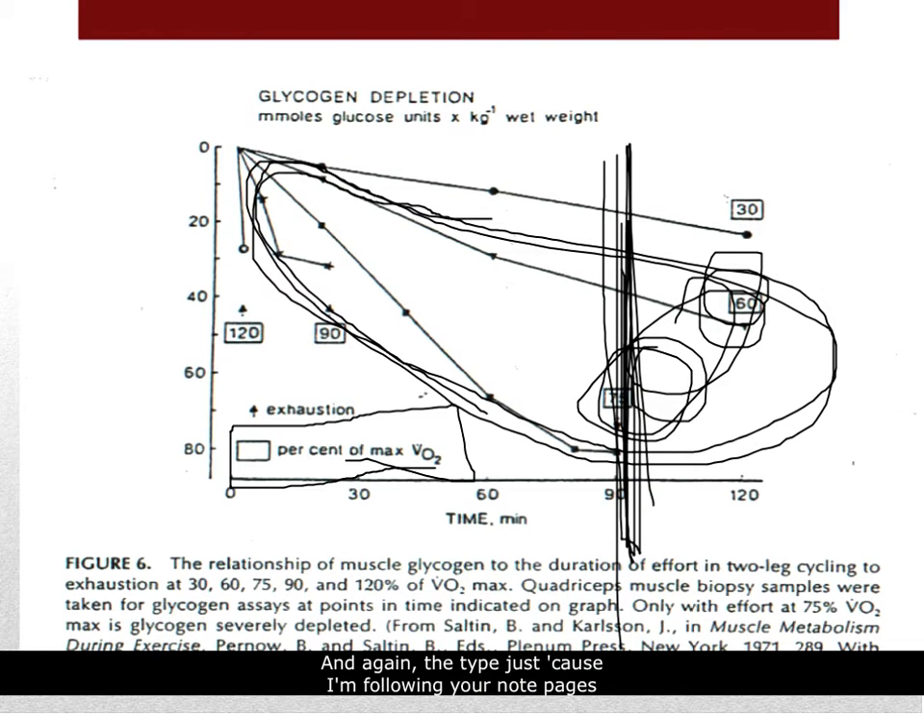And again, the type, just because I'm following your notes pages here, beverages. You don't want anything heavy. Typically, if you're having something like a Gatorade or a Powerade, they're going to be about 6 to 10% carbohydrate. They're made of maltodextrins. This might be a little beyond our learning objective, but maltodextrins are kind of like partially digested little chains of glucose. And so they're not simple sugars like glucose because those get in a little too fast. They're actually little chains of glucose.